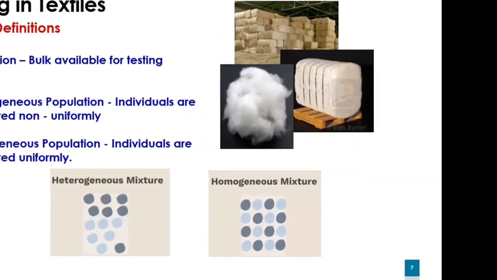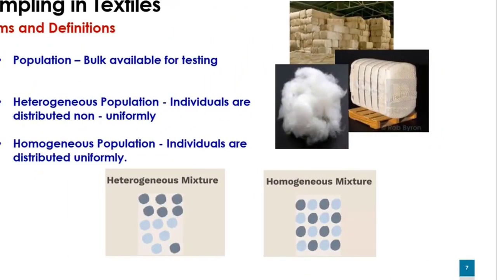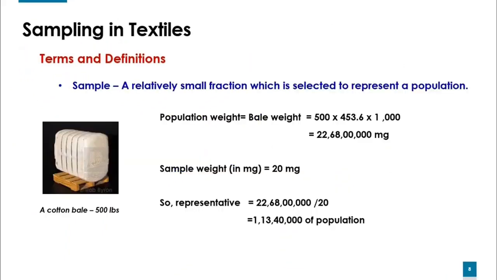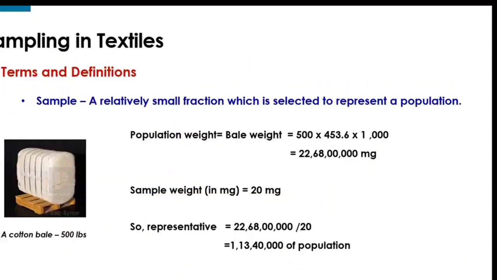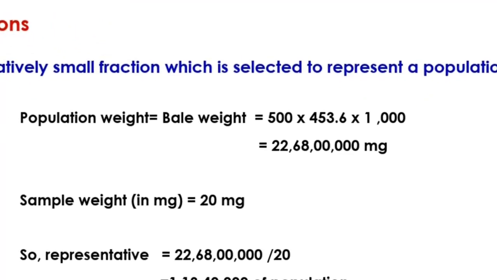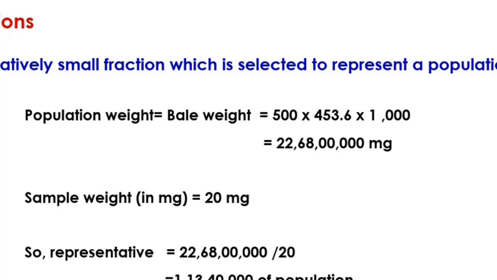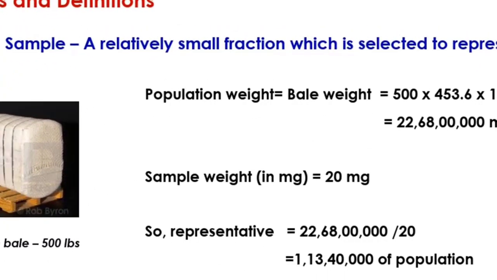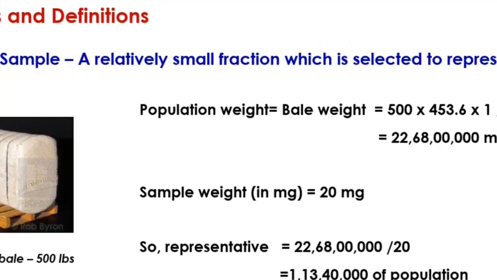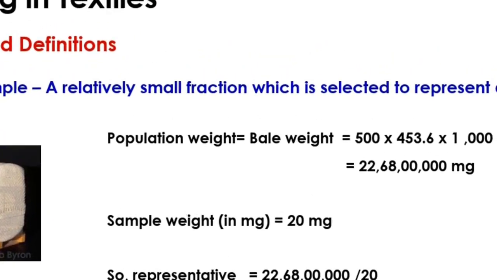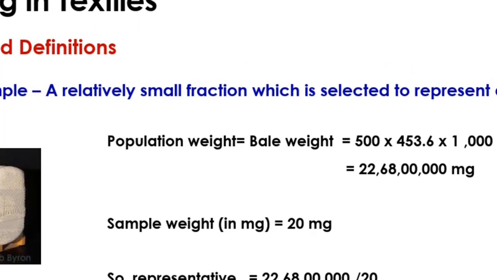Let us go for the next definition. Sample. A sample is a relatively small fraction which is selected to represent a population. Now, what exactly is the meaning of the sample? We have discussed the population in the previous slide. From the population, since it is very difficult to test each and every individual, you have to select a small fraction or small portion which represents the whole bulk, the whole population.